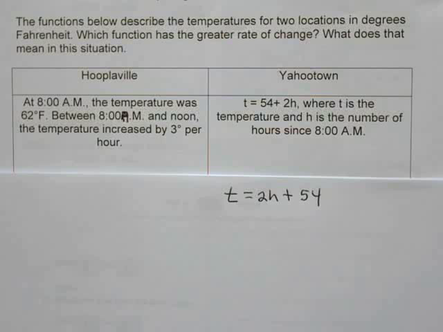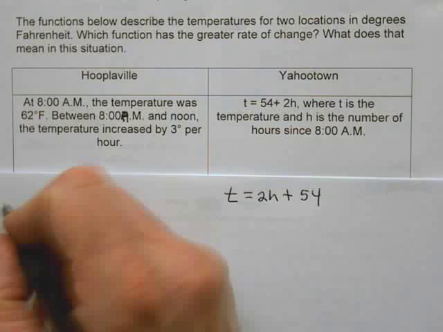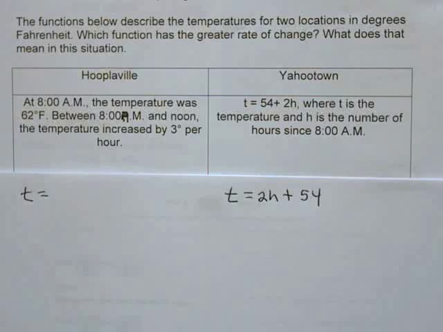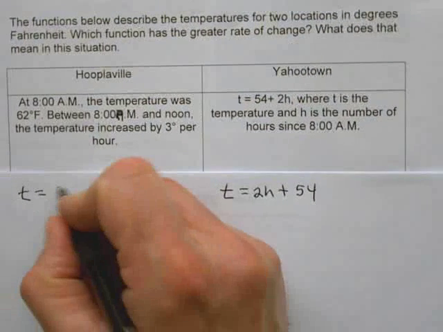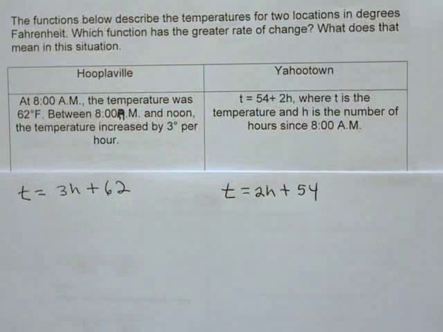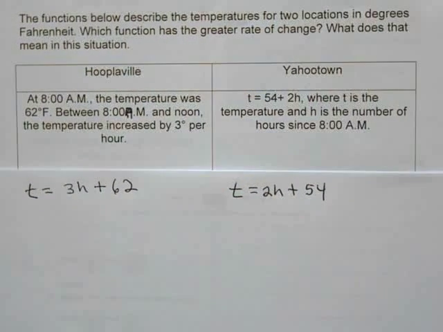And here, it looks like the temperature is going to equal, what did we say here? It increased by 3 degrees per hour, pardon me, and it started at 62 degrees. All right, and then the real question here is, what does this all mean?